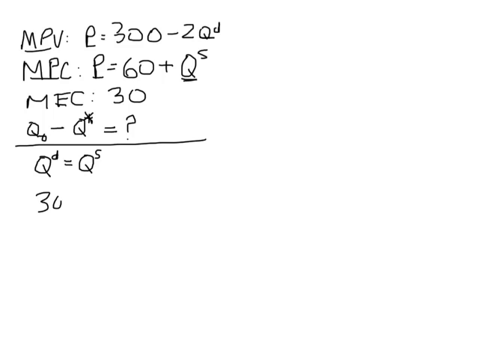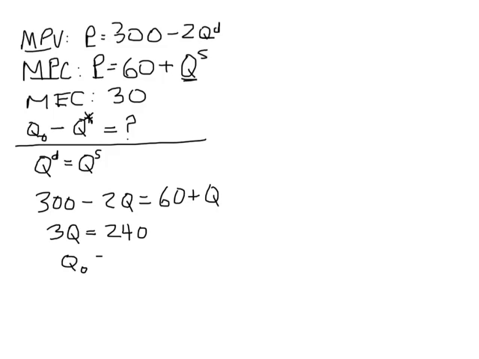So 300 minus 2Q, I'll just say Q now because I know QD and QS are going to be the same. That's going to equal 60 plus Q. And now I'm going to add 2Q to both sides and subtract 60 from both sides. And I end up with 3Q is equal to 240. And then that means Q naught is equal to 240 divided by 3, which is 80. So I'm halfway there. We'll just square that off so we know where to find it later.